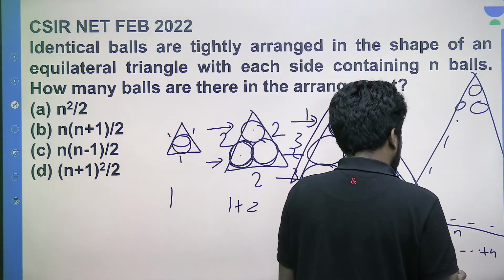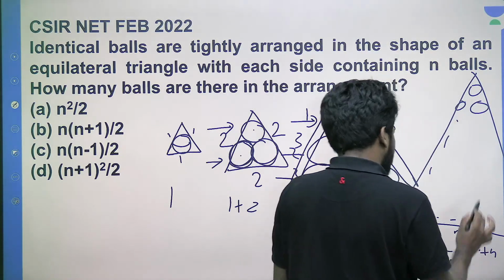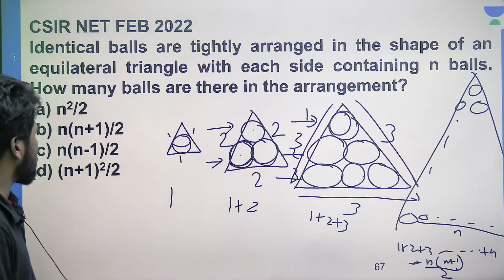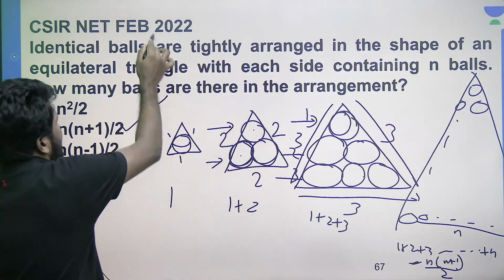That is n into n plus 1 by 2. You have learned that in numbers chapter. Sum of first n natural numbers is n into n plus 1 by 2. So option B is the answer.